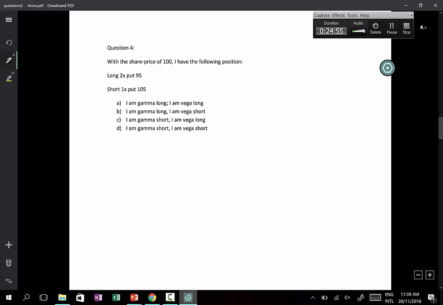Now for question 4. With a share price of 100, I have the following position. So I'm long two puts at 95, so these are out of the money, and I'm short one put at 105. All right. Now, first of all, the share price is 100. So what you have are options that are symmetric, plus or minus 5% on the strike.